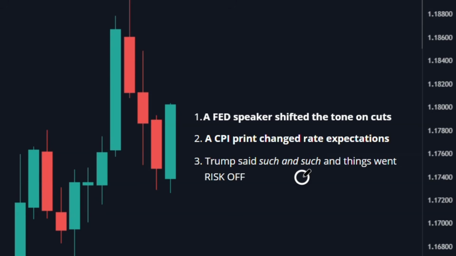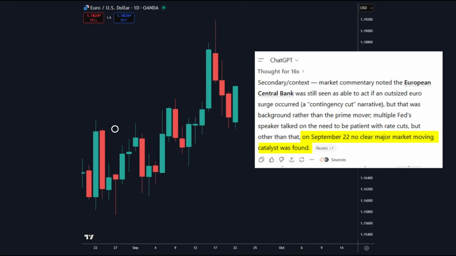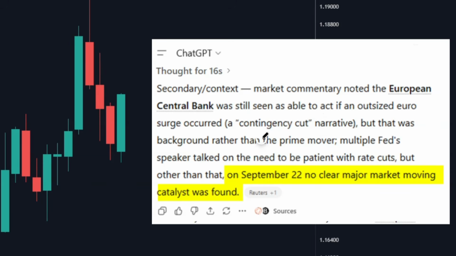Now, all these are valid catalysts. Often the AI will tell you one of these things, but in this specific case, on this day, you run the analysis and it comes up with pretty much nothing. A bit of garbage, a bit of nonsense. On September 22, no clear major market-moving catalyst was found.